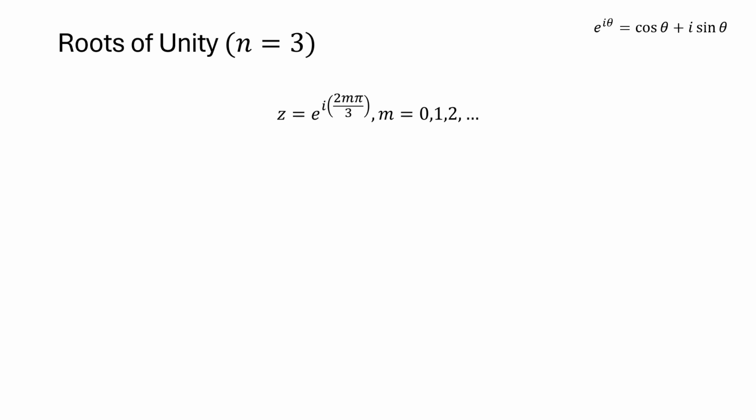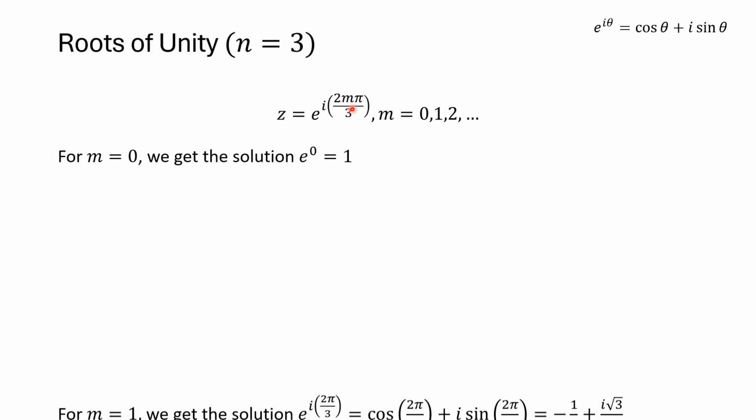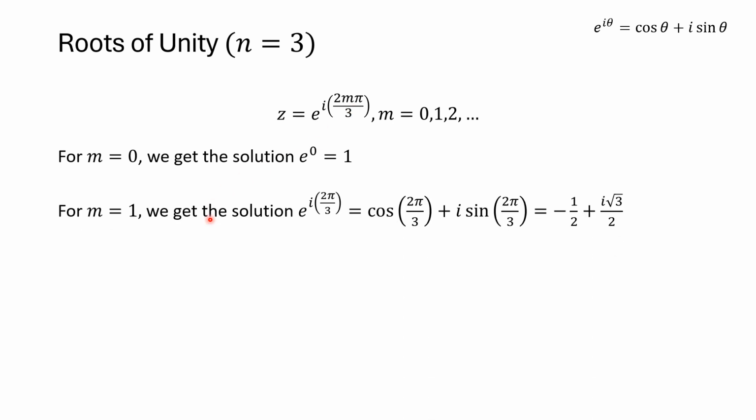Okay, so here's our equation from the last slide. Let's put in 0 for m. That just gives us the solution we knew, right? 1 cubed, of course, is equal to 1, so we knew that one. But if we put in m equals 1, we get e to the i 2 pi over 3, and then we use Euler's formula, cosine 2 pi over 3 plus i sine 2 pi over 3, and we get minus 1/2 plus i times the square root of 3 over 2.